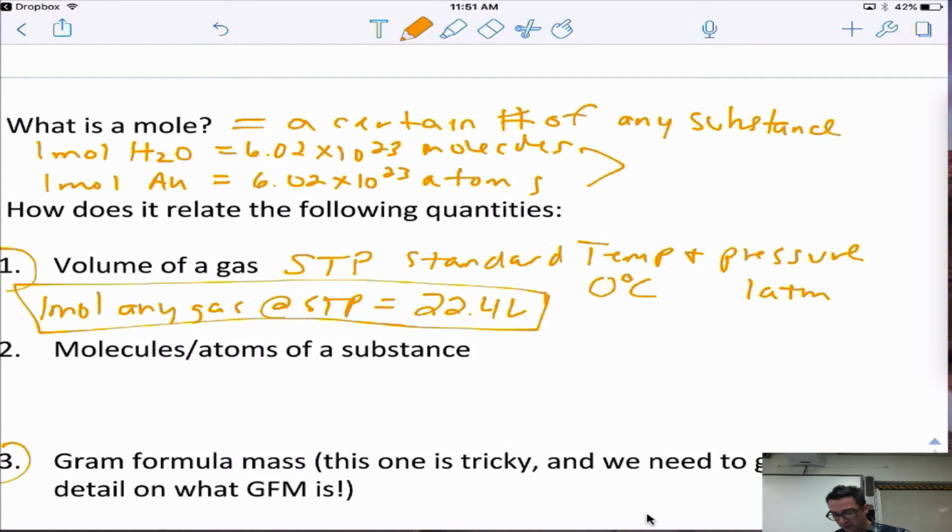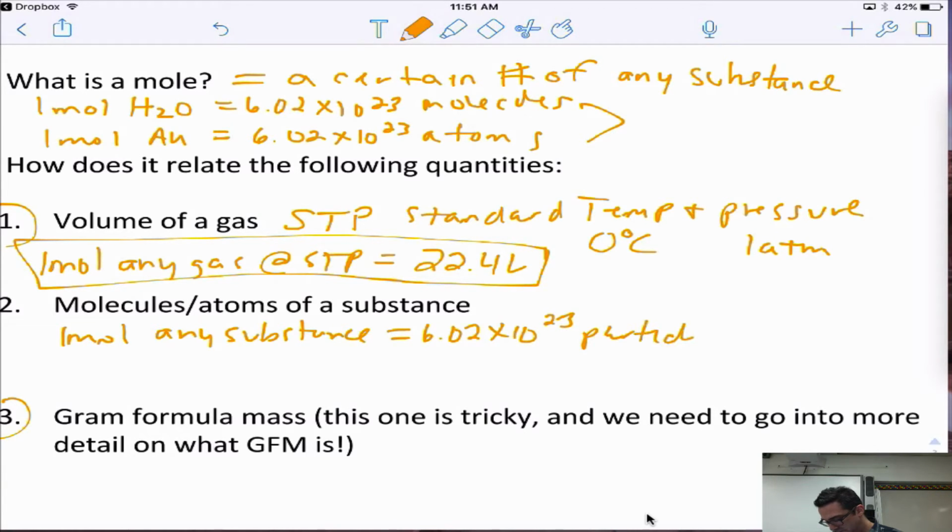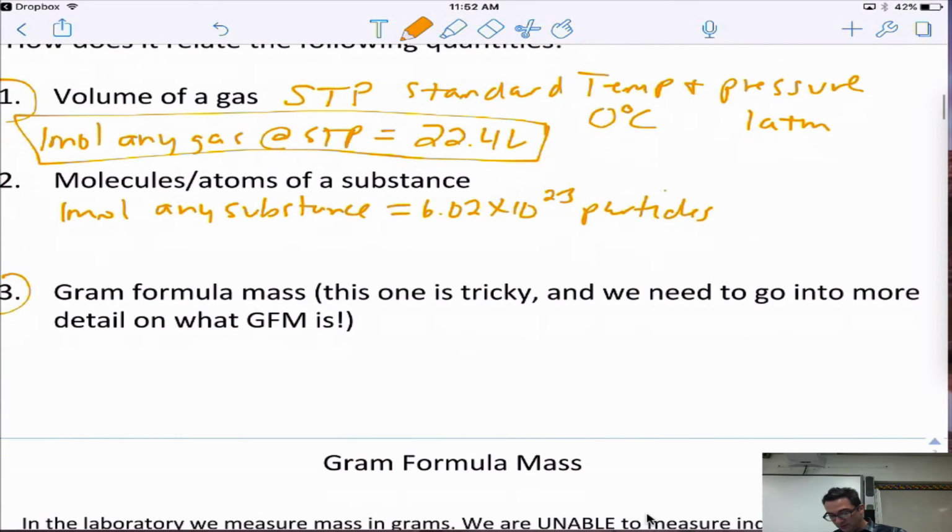Now, as I mentioned before, for number 2, that 1 mole of any substance is equal to 6.02 times 10 to the 23rd, and I'm going to put the word particles. Because you could have any kind of particle being 1 mole. I could have a mole of electrons, a mole of atoms, a mole of molecules, a mole of ions. You name it, I can have a mole of it. I could even have a mole of people, but nobody wants a mole of people. You tell me why.